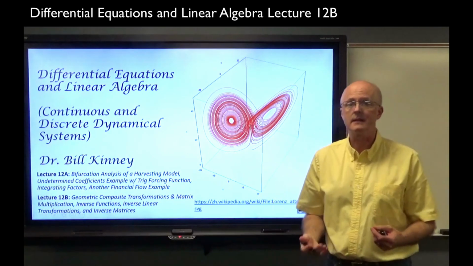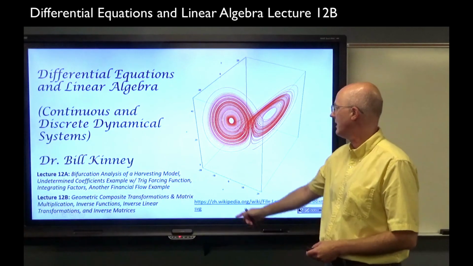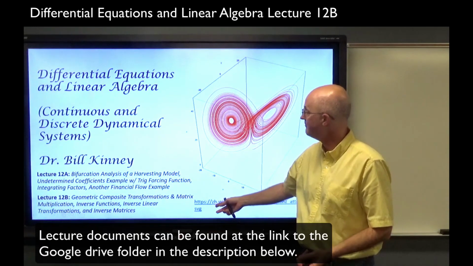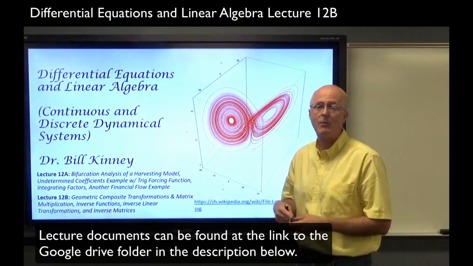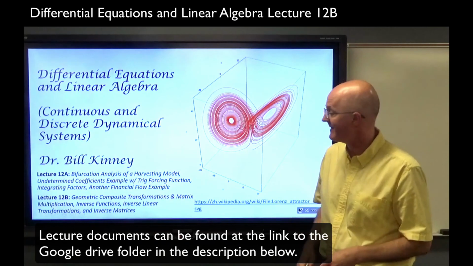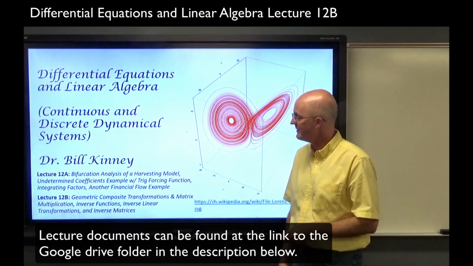Lecture 12b is the linear algebra portion of Lecture 12 for differential equations and linear algebra. We're going to do geometric composite transformations in 2 dimensions and matrix multiplication. I will talk about how matrix multiplication is related to dot products. I hinted at that before. Also talking about inverse linear transformations and inverse matrices.